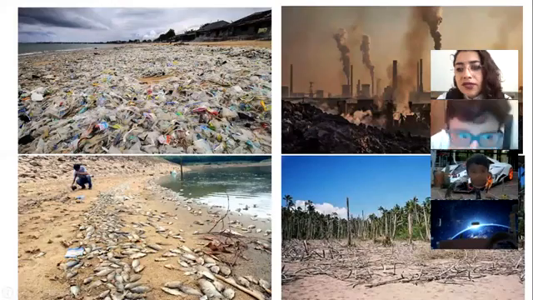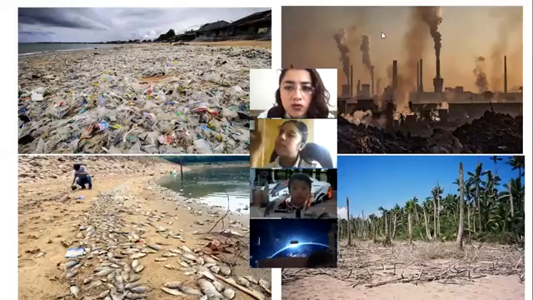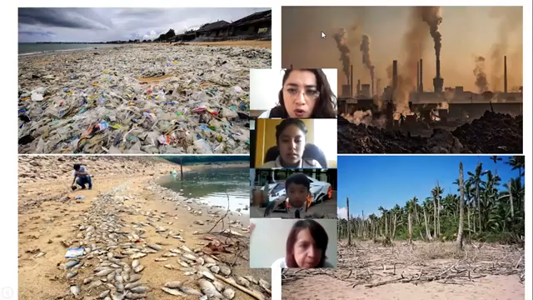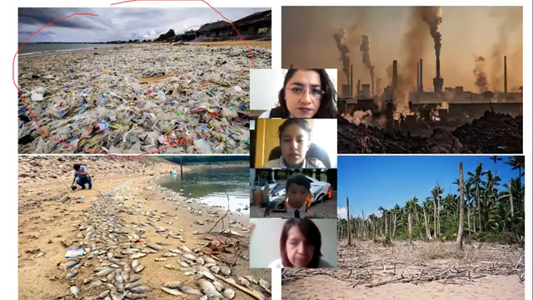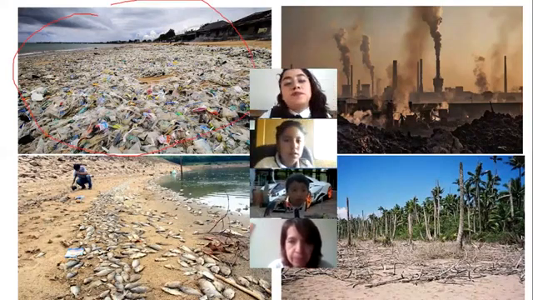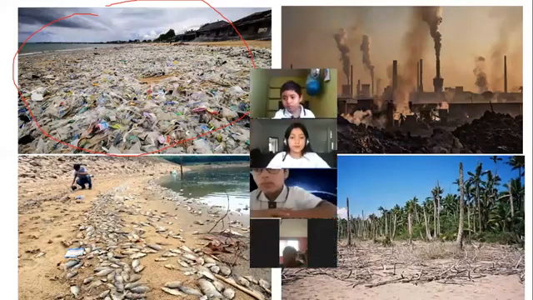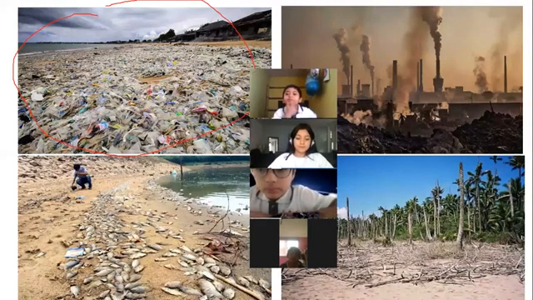Can you see different images? Yes or no? Okay. Listen. What can you see in the first image? Pollution, a lot of trash on the beach. A lot of garbage in a beach, yes, but a lot. Pollution in a beach. What can you see in the second image?